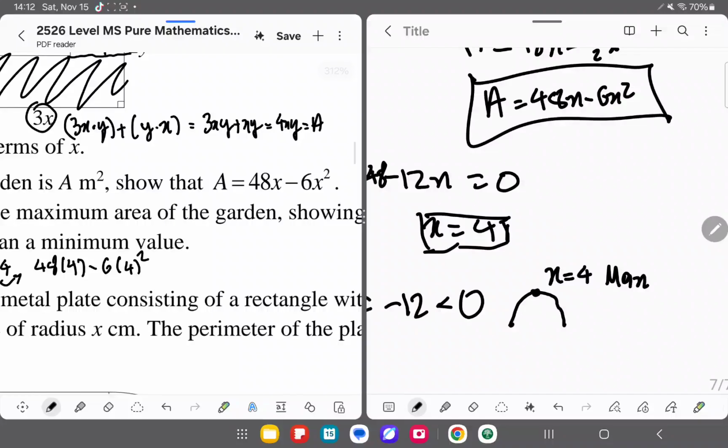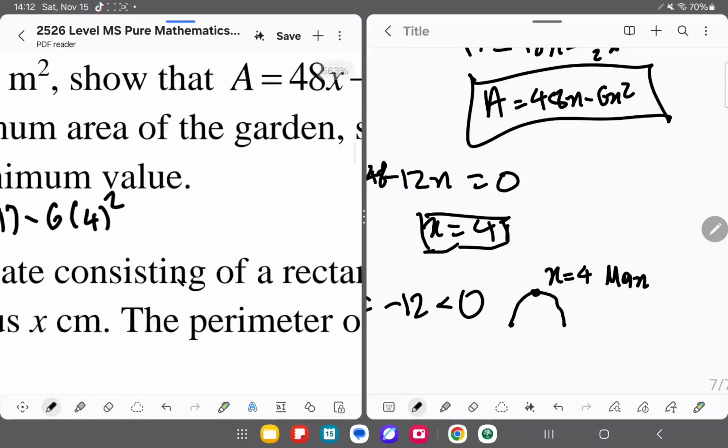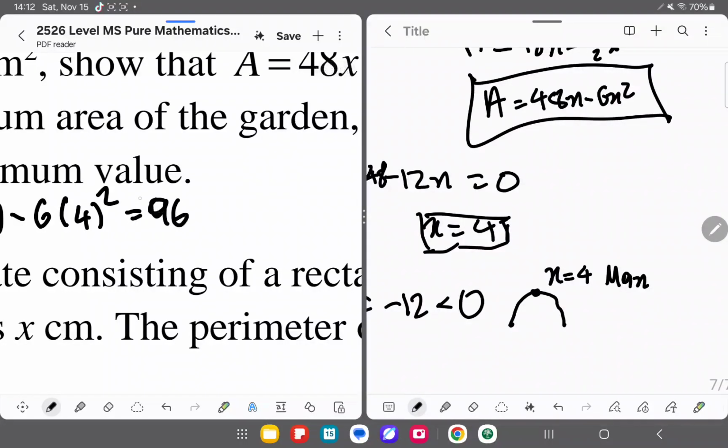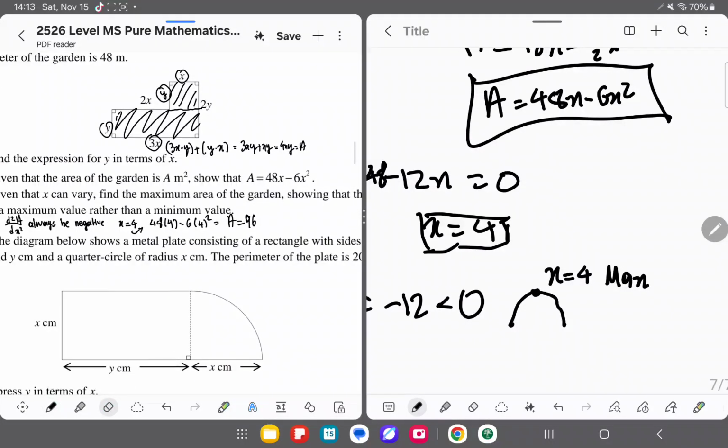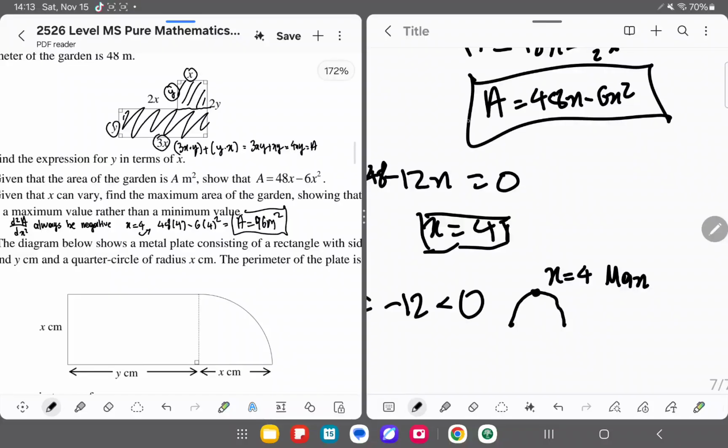Okay, let me just do this on the calculator. You got 96. Wait, let me just double check again. Yes, you get 96. Okay. So this is equal to 96 here. 96 is equal to A, of course. Just write A equals 96 centimeters squared. Or it doesn't really look like centimeter, it looks more like meter. So meter squared here. A equal to 96 meters squared.